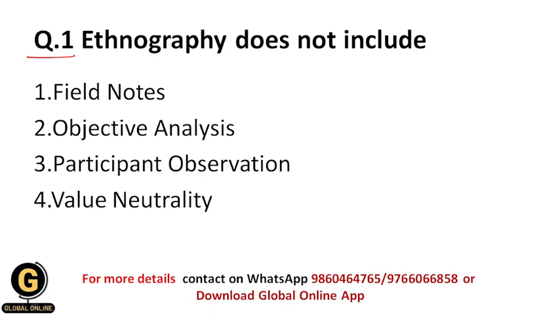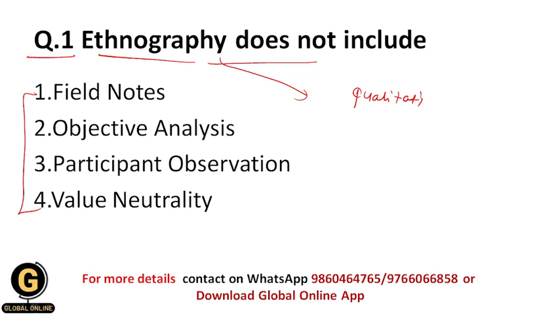Now the question 1 is, ethnography does not include. From these options, which is the option which is not included in ethnography? Basically, ethnography is qualitative research, because within the ethnography method we study the culture of a specific community or society. We also study the behaviors of the participants, how they behave, what their characteristics are within a community, and what the cultures of the community or society are.